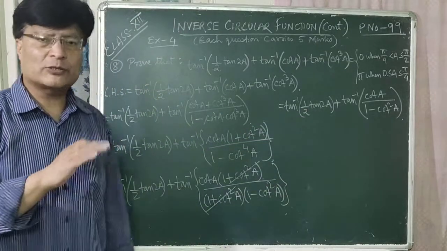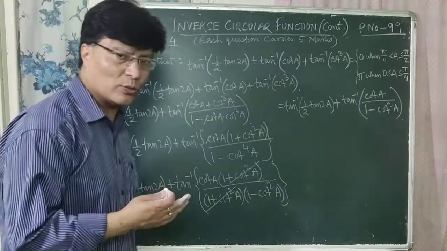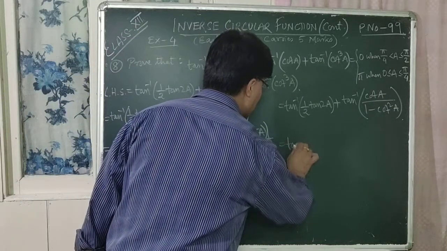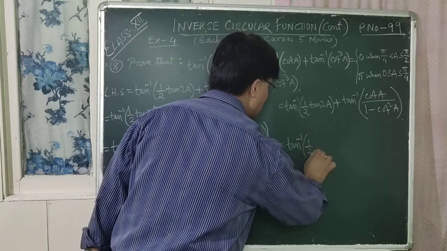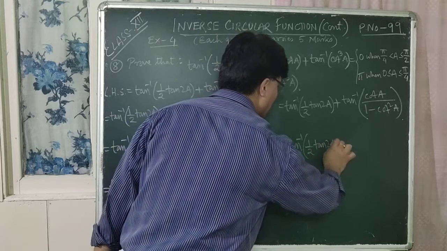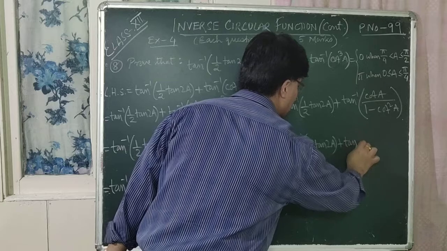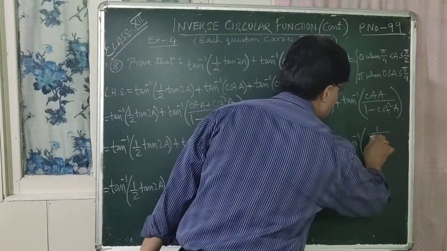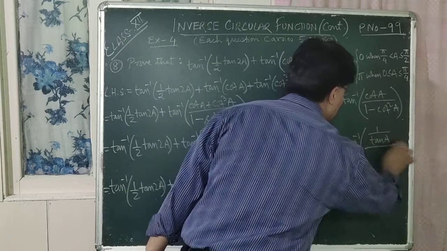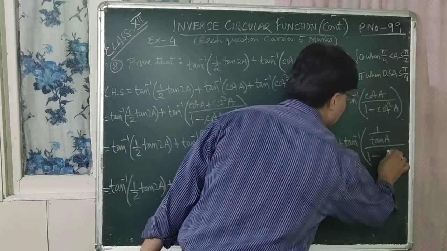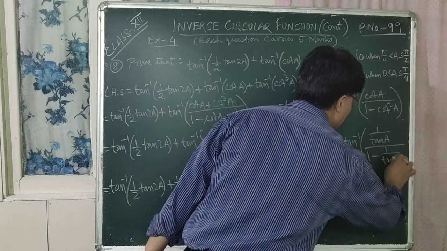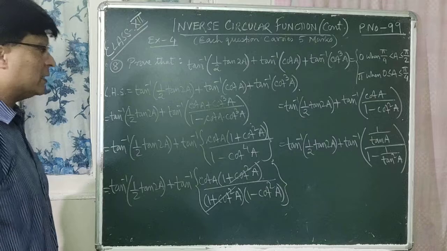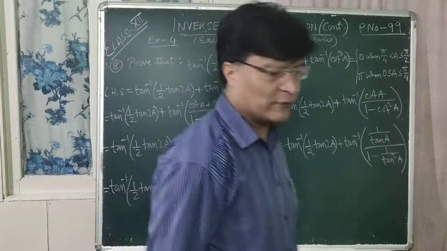So you should convert this cot a in terms of tan a. You know what is cot a in terms of tan a? It is 1 upon tan a, which is equal to tan inverse half tan 2a, right, plus tan inverse within bracket. What is cot a now? It is 1 by tan a divided by 1 minus 1 upon tan square a. Is it clear now? So you can copy it. Now we will simplify it further.